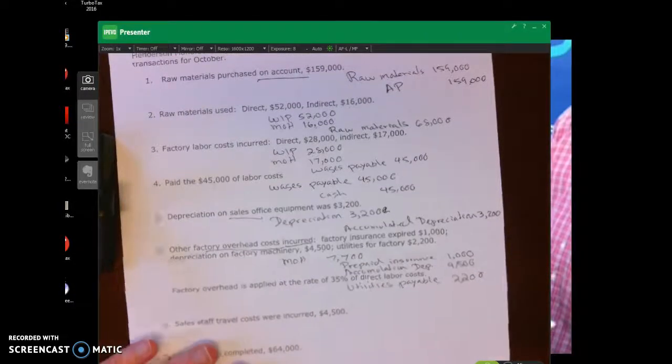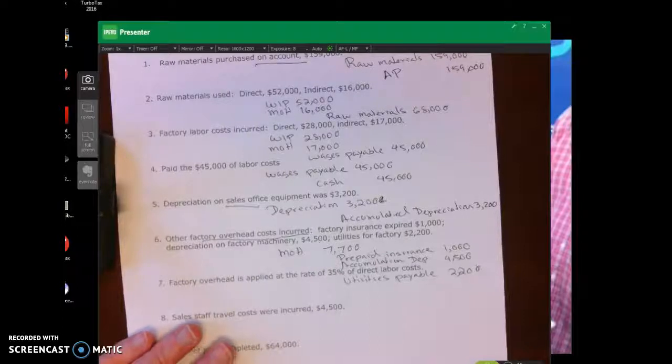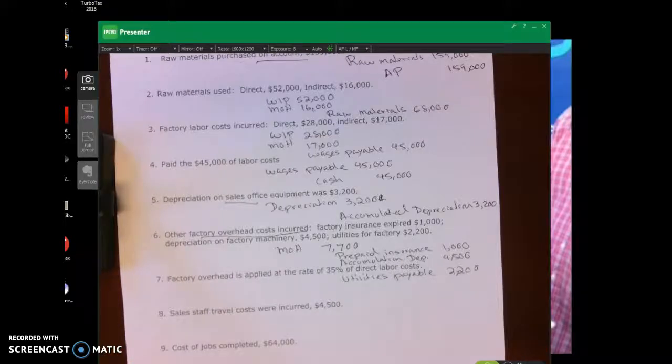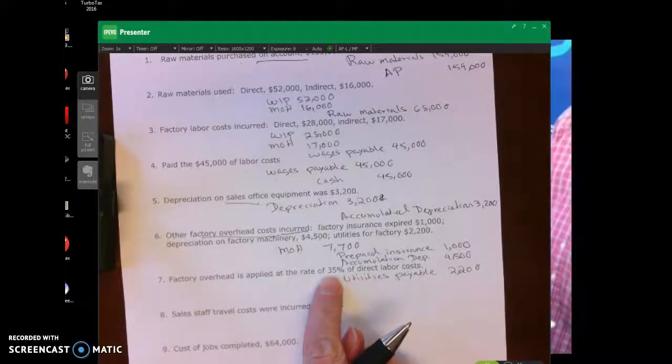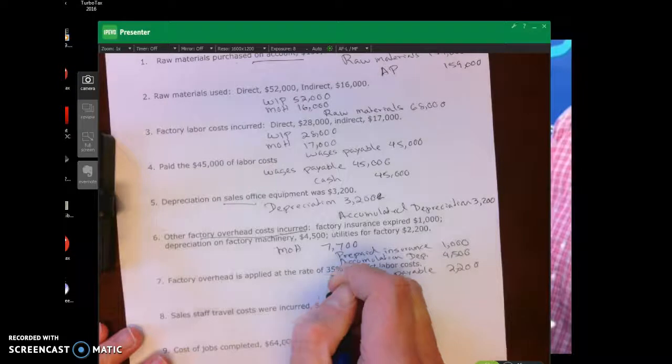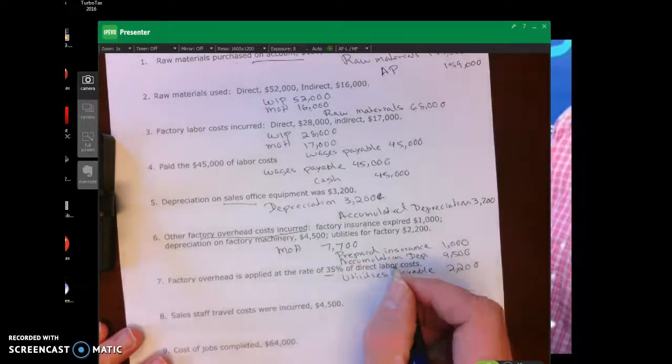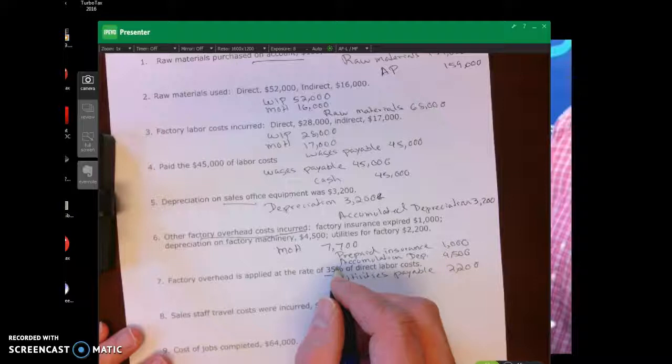Factory overhead. So if you look back at that figure that we went over earlier in the course in another lecture video, you would see that manufacturing overhead is applied to work in process. So basically what I'm saying is that we're going to move it out of the manufacturing overhead and move it into work in process. That's what I mean by applied overhead. Okay? So it says right over here, manufacturing overhead is applied at 35% of direct labor costs. So what this is saying is that for every direct labor dollar, I apply 35 cents of manufacturing overhead.